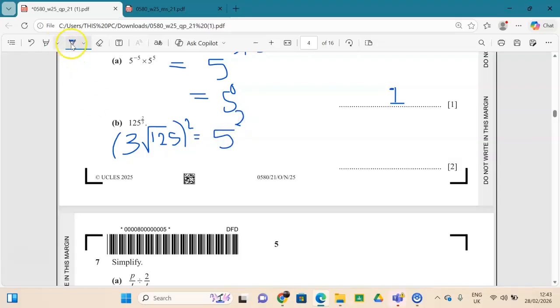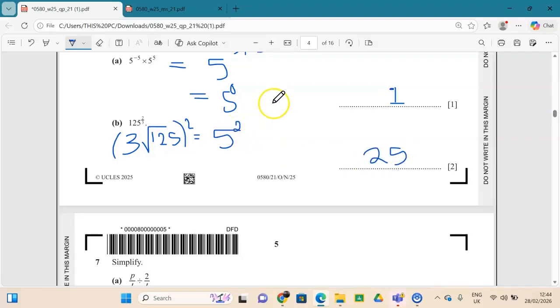So meaning, I'm supposed to write this as 5 squared. I hope I'm not speeding. Look at it. Cube root of 125 is 5. So I'm going to square the 5. If I square this 5 now, then I'm going to get what? 25. That is method 1.